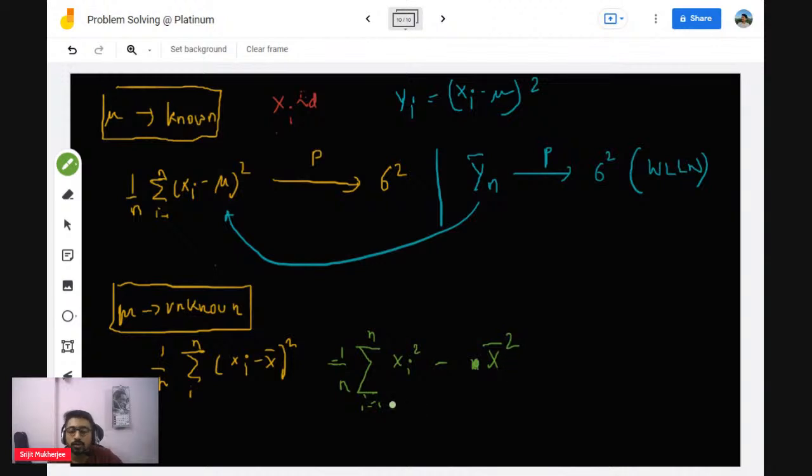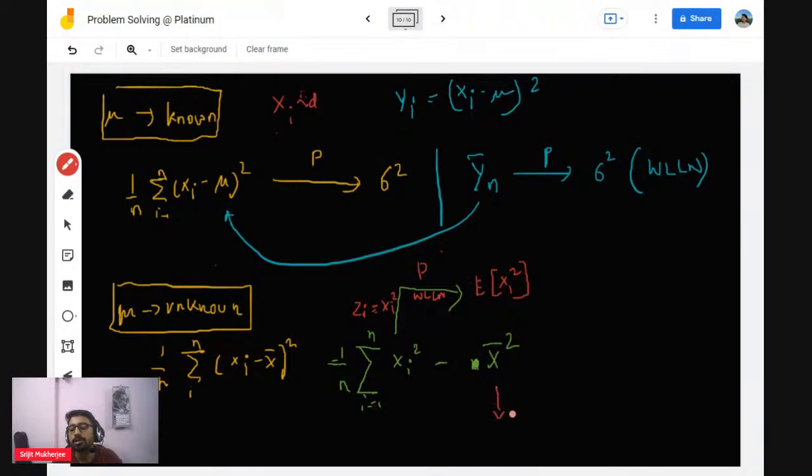Easy, right? So now you know that this converges in probability by WLN. Here you take Zi to be xi square. And by WLN, you get that this one converges in probability to expectation of x1 square, right?